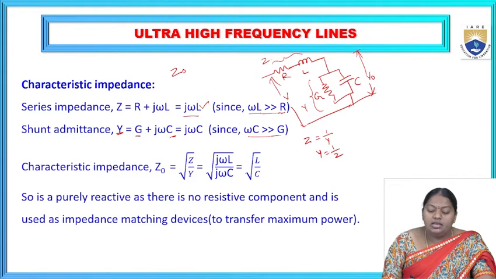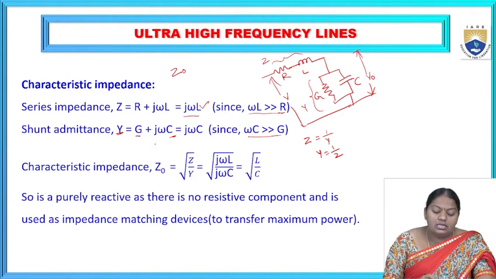Hence, we will neglect R and G in the circuits. Then the series impedance Z becomes j omega L and the shunt admittance Y becomes j omega C only. Right? Now, according to the characteristic impedance, Z0 is equal to root over Z by Y, impedance to the admittance, which is equal to j omega L by j omega C.